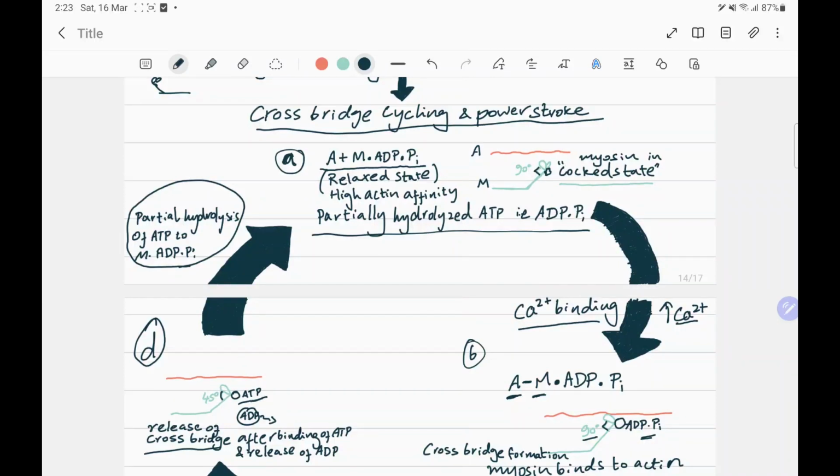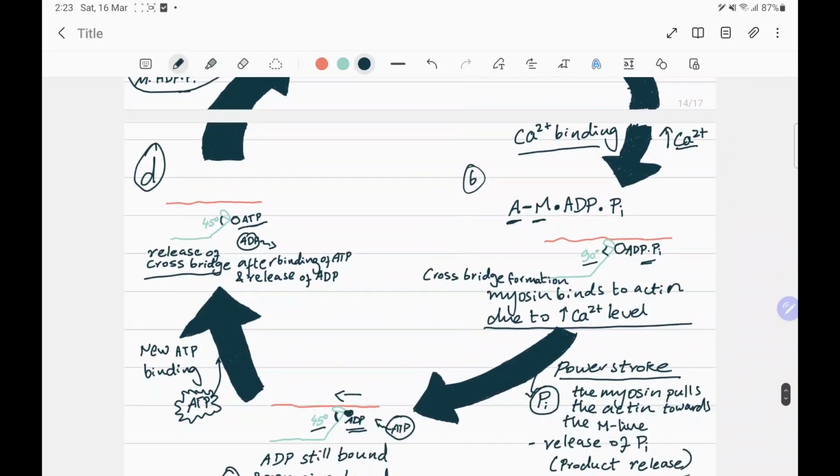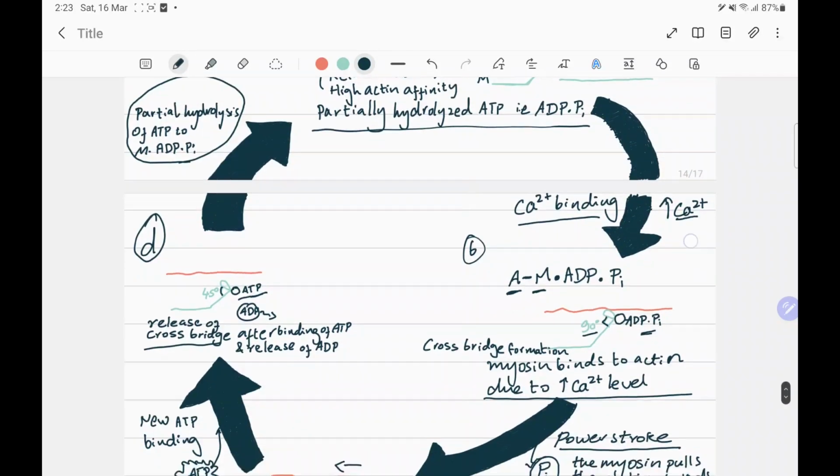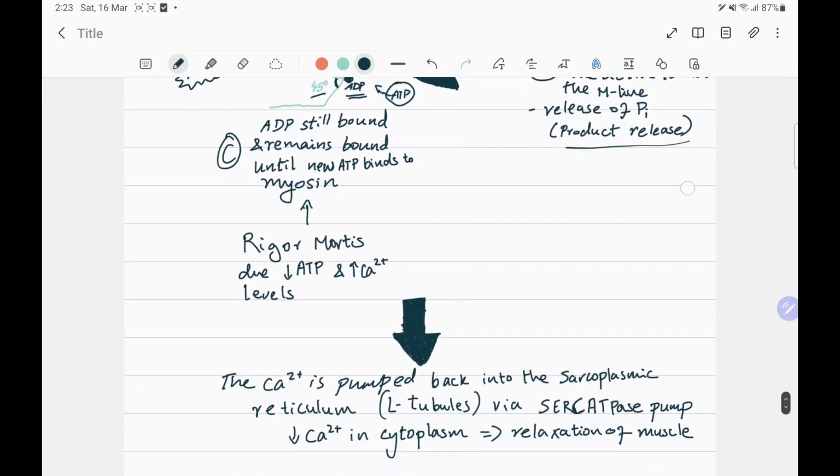So the partial hydrolysis makes the myosin head go back to the cocked state, and this is cross bridge cycling. So it's a little complicated. Watch this video again and again, and you'll get this.